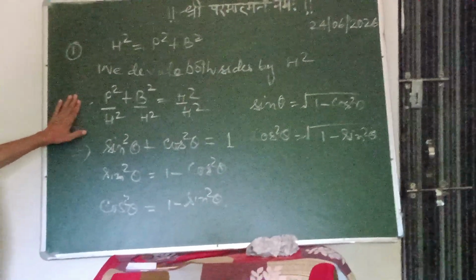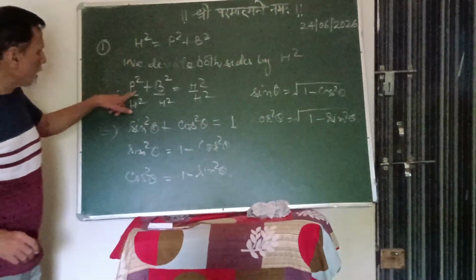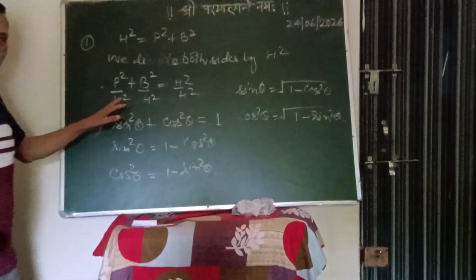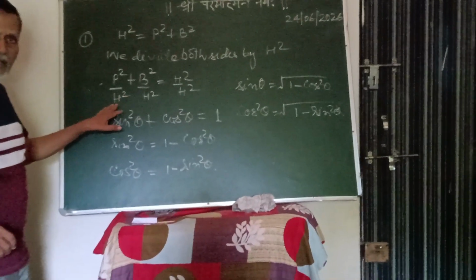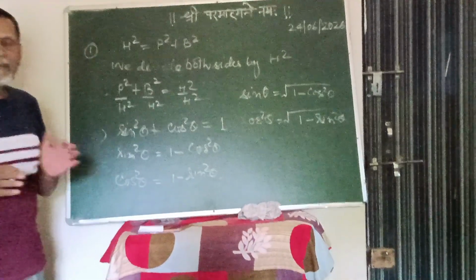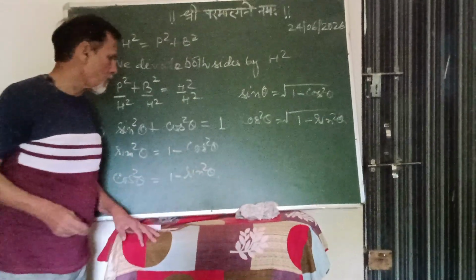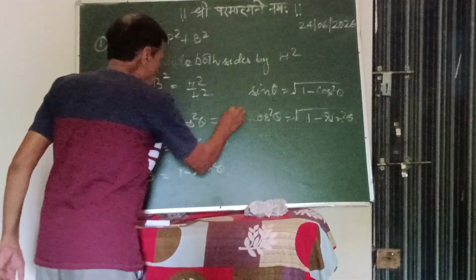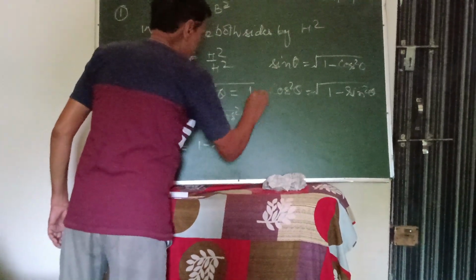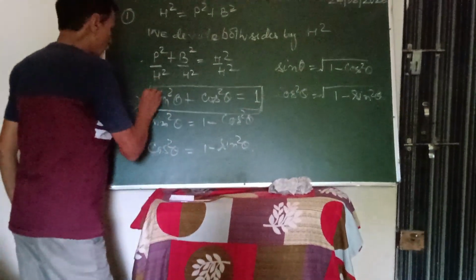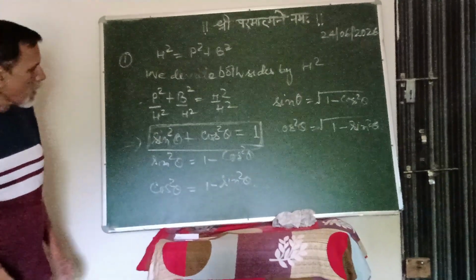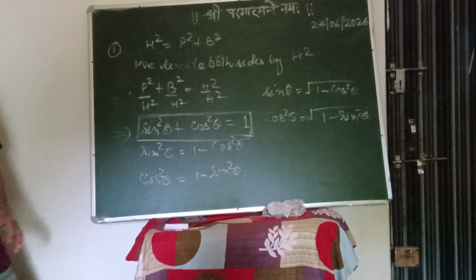For the second formula, first we have divided this expression by h square, next by b square, again by p square. If we do it one by one, we will get all the formulas. This is the first formula of trigonometry which is used to solve identities. So try to have it in your mind. Okay, now I am going to tell you the second one.